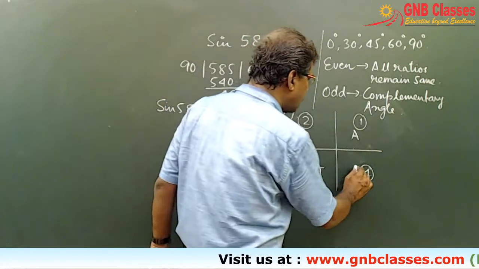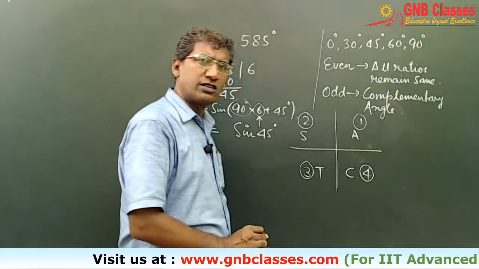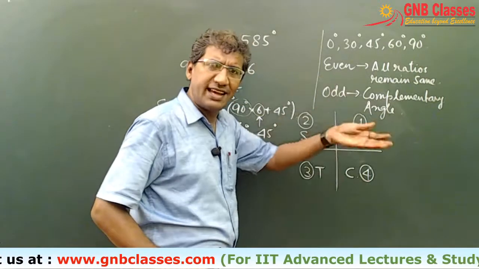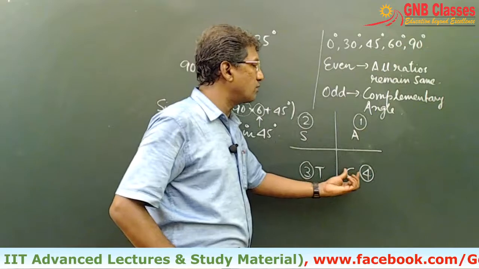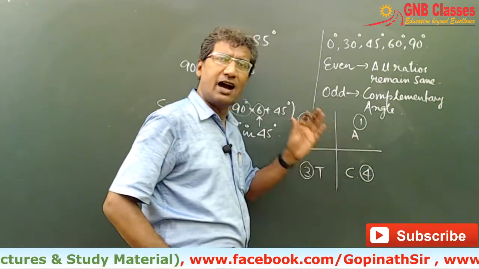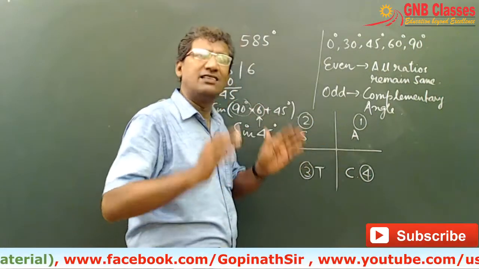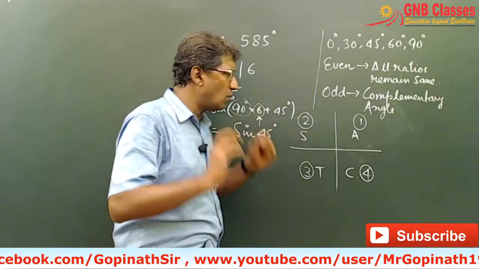negative. In the fourth quadrant, your cos is positive. If cos is positive, then sec is also positive, because sec is the reciprocal of cos. So in the fourth quadrant, your cos and sec are positive. The rest of the ratios are negative. Can you remember this? Okay.